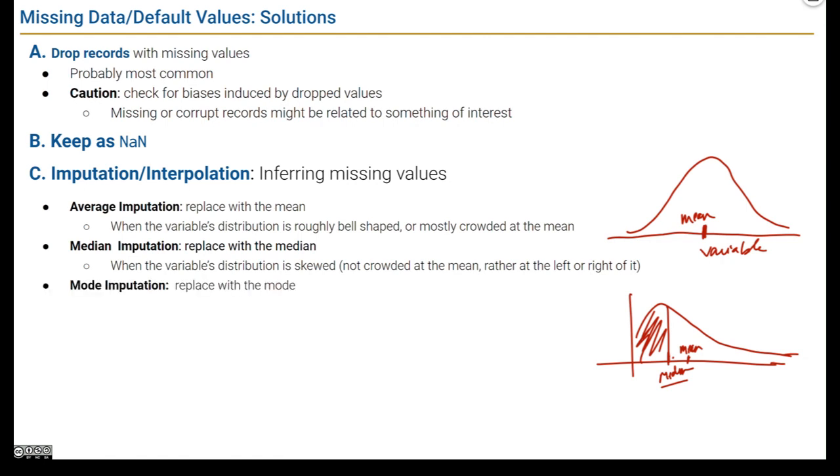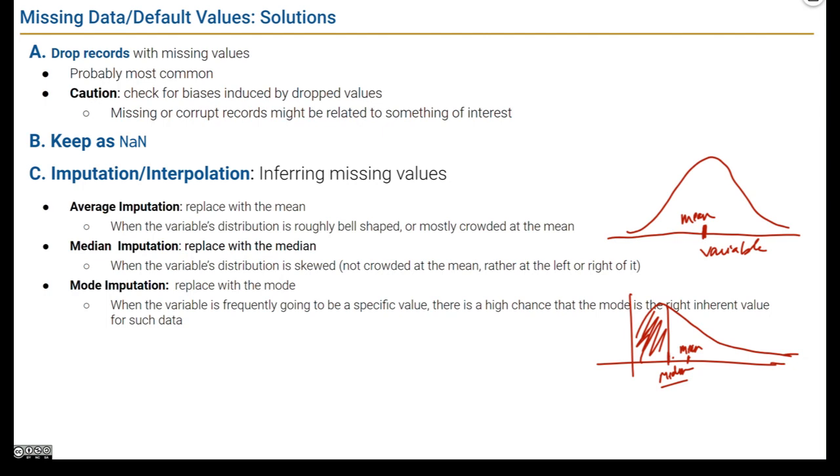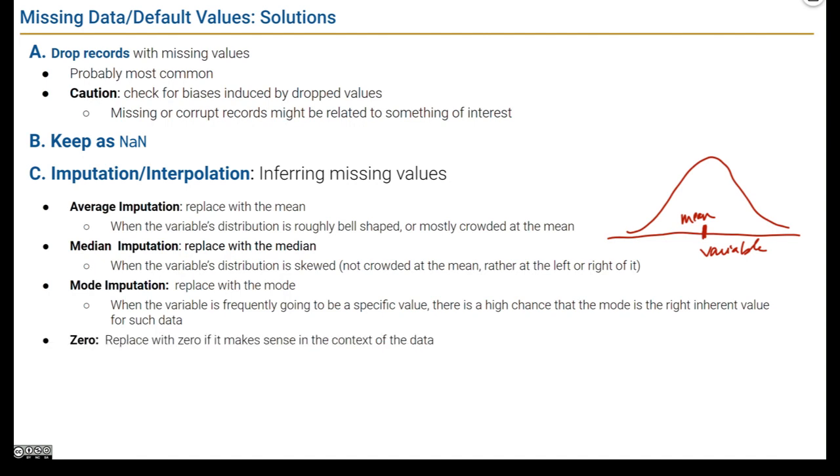Mode is another statistic that can be used. That's your most commonly occurring value in a given distribution. That's going to be useful when you know from the context of the data that it's frequently going to be one specific value. Those are three common ones. There are more sophisticated imputation and interpolation techniques, but first, let's not forget zero. I would caution you against doing this unless it makes sense in the context of the data. Sometimes missing data really can just be replaced with zero because it's measuring something that really could be zero.